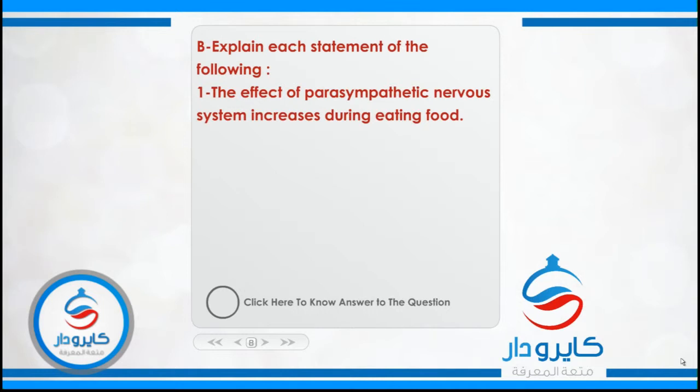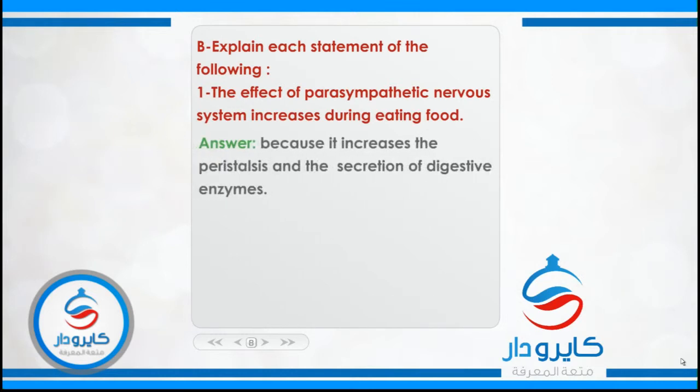The parasympathetic nervous system increases a series of contraction and relaxation, or peristalsis, that mixes the food with the digestive enzymes and increases the area of the food exposed to the digestive enzymes, and also increases the secretion of the digestive enzymes to help in the digestion process.